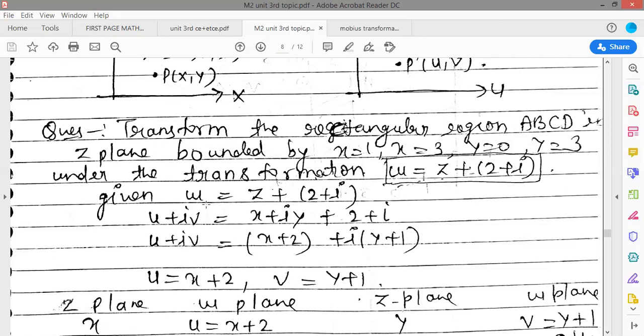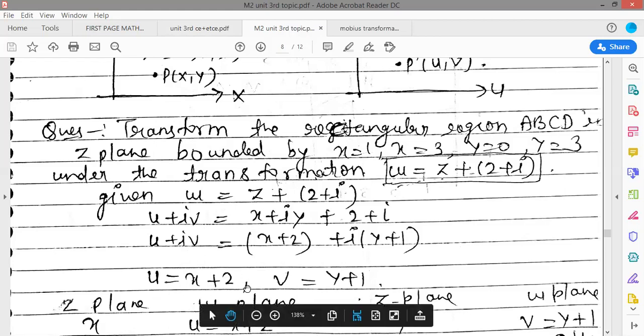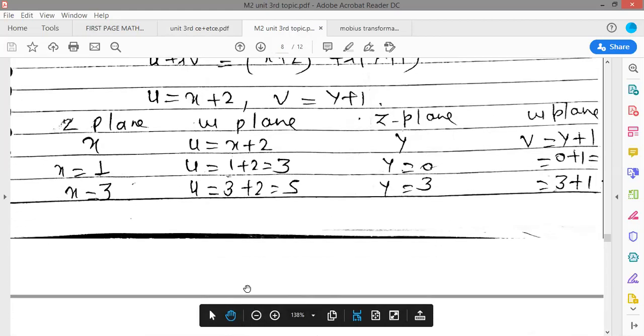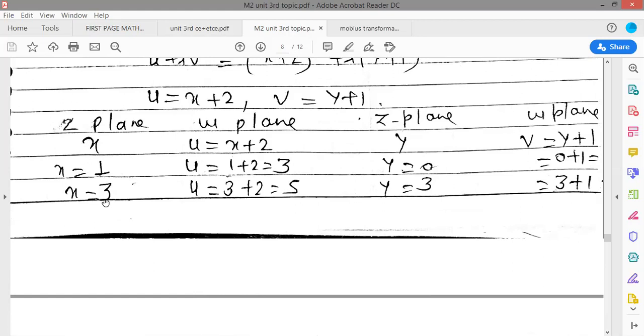We are given w is equal to z plus 2 plus i. We know that w is equal to u plus iv. Just comparing on both sides, you have u is equal to x plus 2 and v is equal to y plus 1. Now the Z plane given conditions are x is equal to 1, x is equal to 3, and y is equal to 0, y is equal to 3. So you have your new variable u. To find u at x is equal to 1, u is equal to 3, and you find u at x is equal to 3, u is equal to 5.